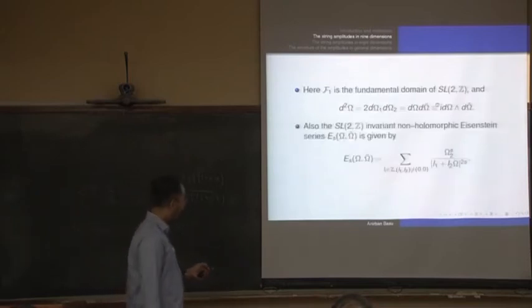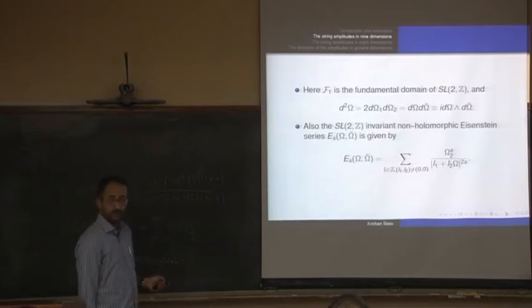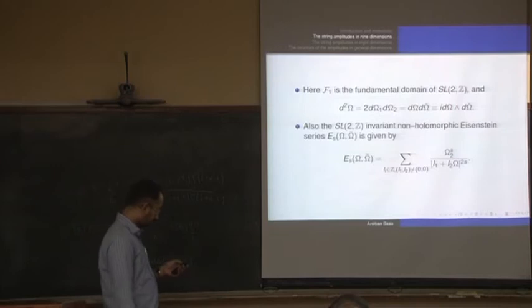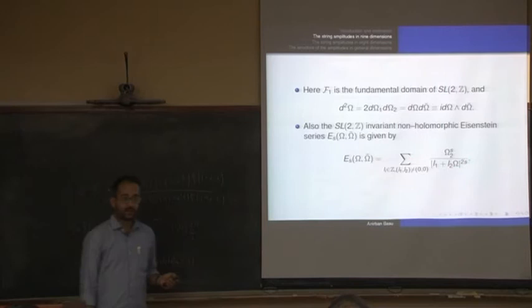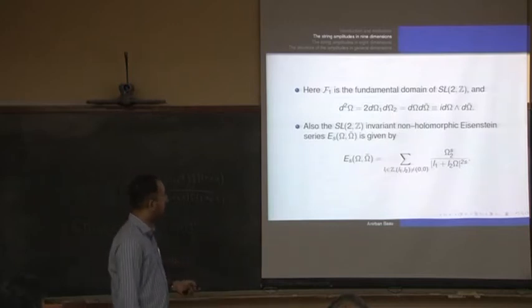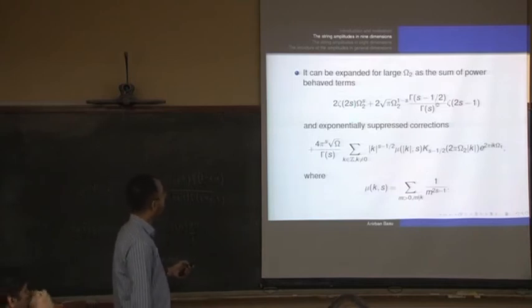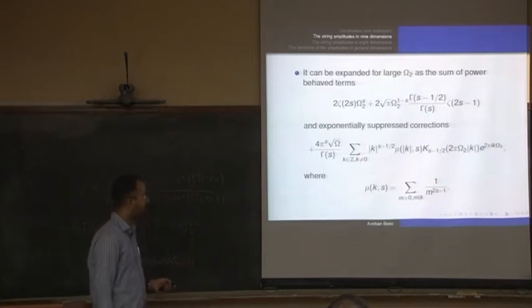The E's are SL2Z invariant non-holomorphic Eisenstein series given by this lattice sum. The origin in the lattice space is removed because there's a singularity, and it is an infinite lattice. This is actually SL2Z invariant: you send omega to A omega plus B over C omega plus D, with AD minus BC equal to 1, and A, B, C, D integers. One can perform a large omega 2 expansion. I'll give you the answer. What you need to remember is that there are 2 power-behaved terms, and the rest are exponentially suppressed.